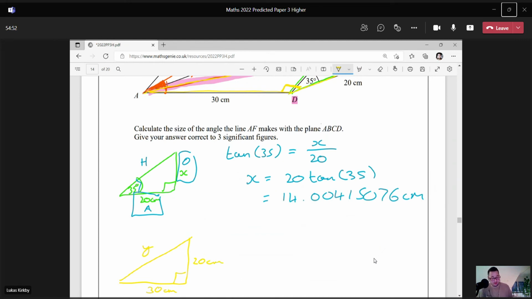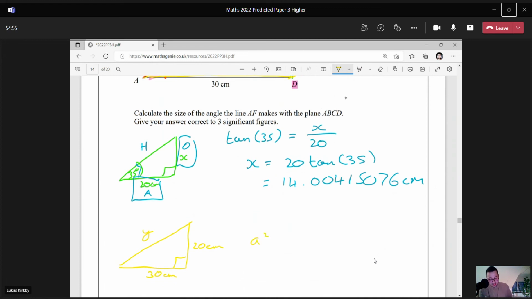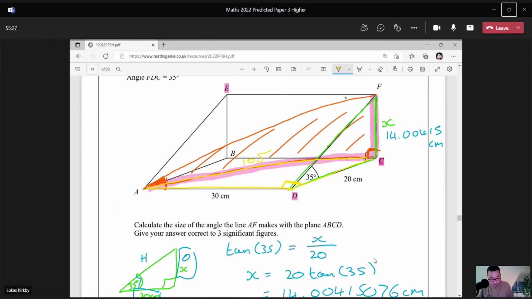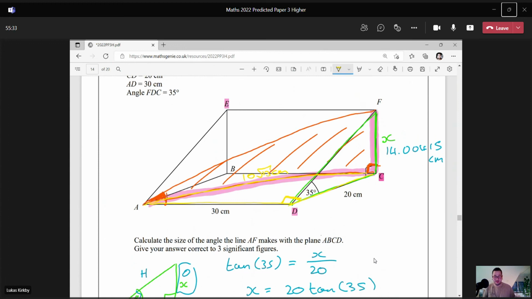So again, we can figure it out using Pythagoras. So we've got a squared plus b squared equals c squared. This time y is the hypotenuse. So y squared is going to be 30 squared plus 20 squared. So y is just going to be the square root of all this. Okay, so again, I use my calculator. So square root of 30 squared plus 20 squared. And I end up with 10 root 13 centimeters. Okay, and that is this line here, 10 root 13 centimeters.